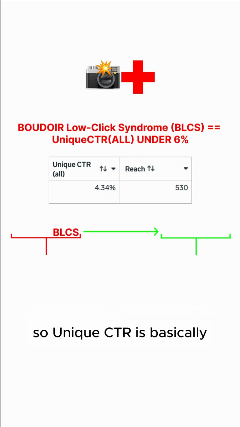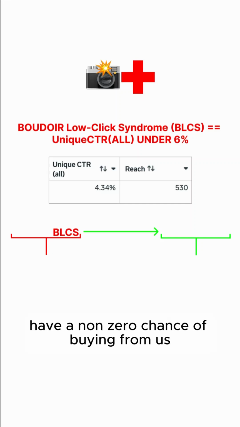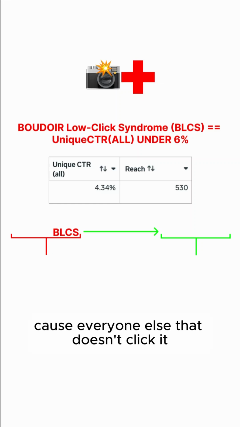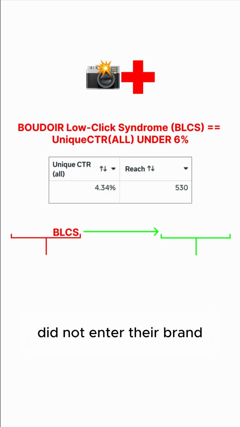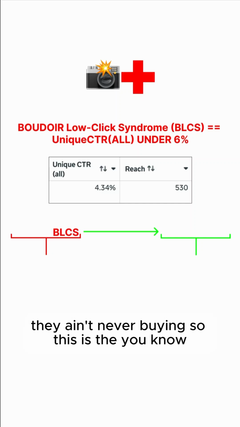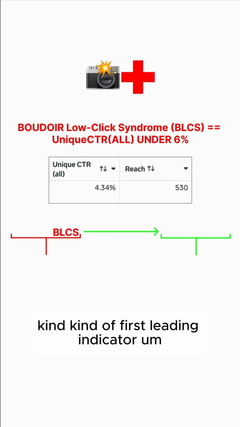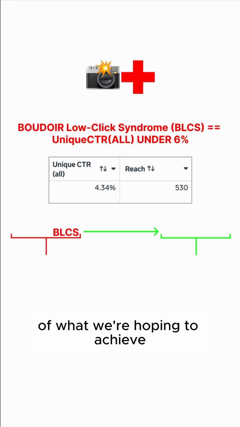So unique CTR all is basically how many women out of 100 did we get to have a non-zero chance of buying from us. That's literally what it is. Because everyone else that doesn't click anywhere on the ad, they just scroll right on by. Our ad did not enter their brain. They ain't never buying. So this is, you know, the purchase probability, or kind of first leading indicator of what we're hoping to achieve.